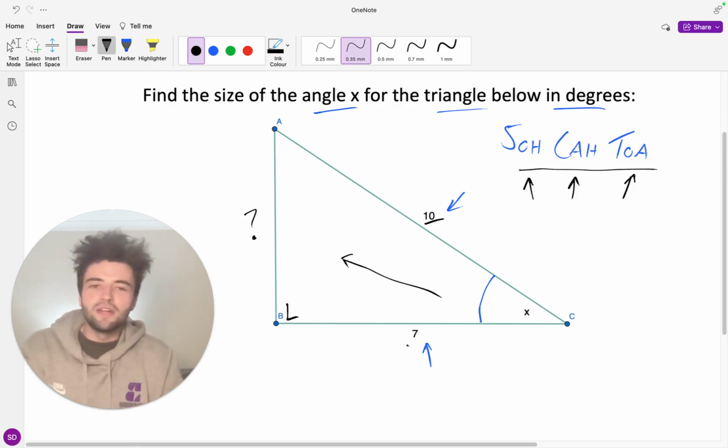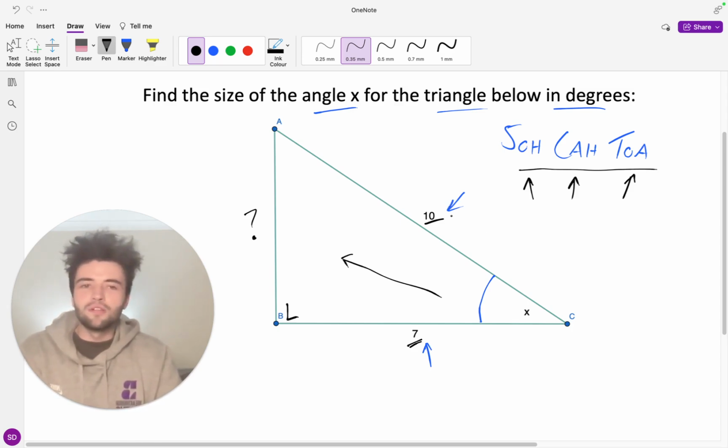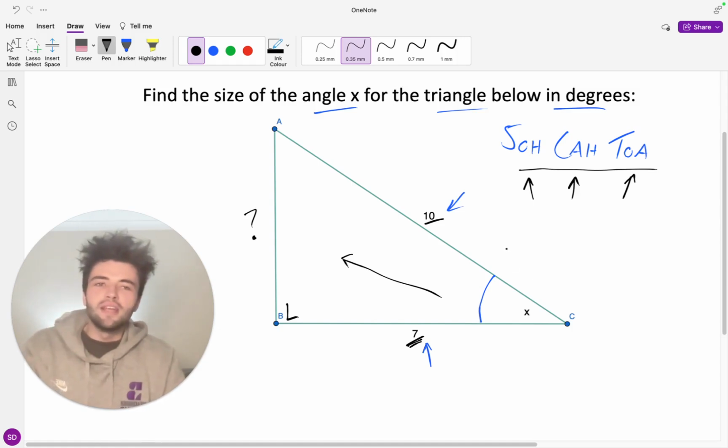And then our adjacent side, which is the third side, not the opposite and not the hypotenuse. I think it's always easiest to remember it as the last side in the triangle. It is going to be beside the angle, or adjacent to the angle, and it is going to be 7. So we can use cos in this case, because we have the adjacent and the hypotenuse. And so what we can do now is set up an equation.